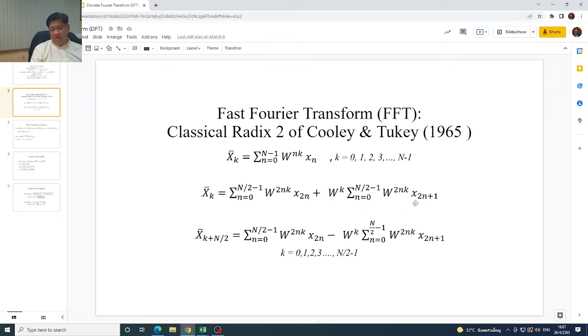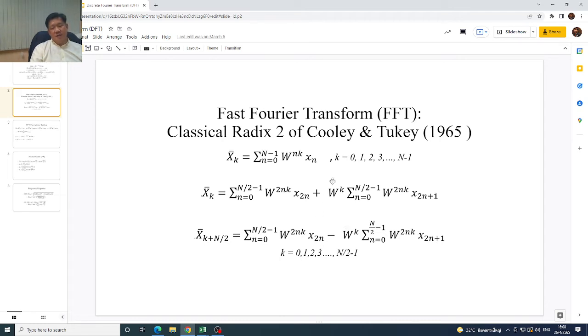For the odd order, you just replace n by 2 times n plus 1. So x sub n will become x sub 2 times n plus 1. W to the n times k becomes W to the 2n plus 1 times k. Altogether you get 2 times nk plus 1k here. Since W to the k does not rely on the small n, it becomes a common multiplication term, and you can move it out here, W to the k. And then you get this special property here.